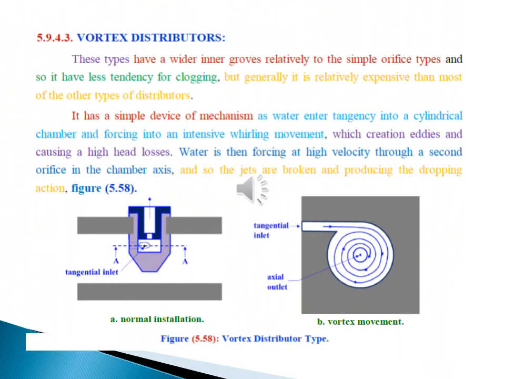Vortex distributors. These types have a wider inner growth relative to the sample orifice types, and so have less tendency for clogging. It has a simple mechanism: water enters tangentially into a cylindrical sample and is forced into an extensive whirling movement, which creates an eddy and causes a high head loss. Water is then forced at high velocity through the second orifice in the sample axis, and so the jet is broken and produces the dropping action, as you see in the enclosed figure.